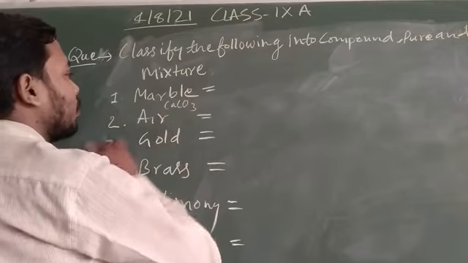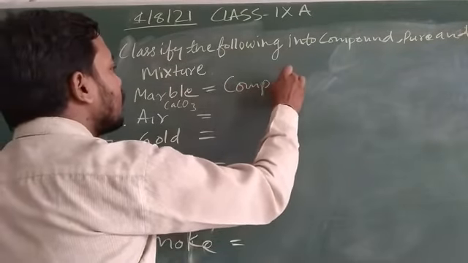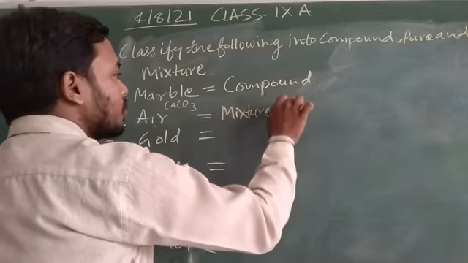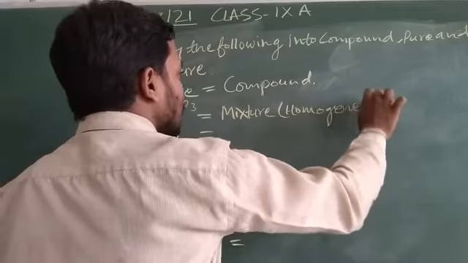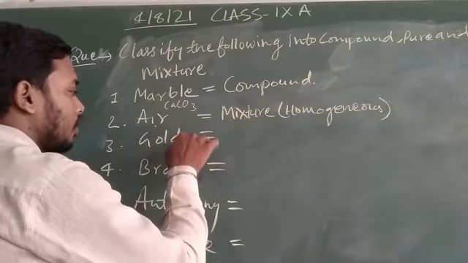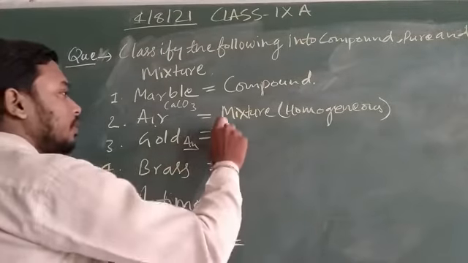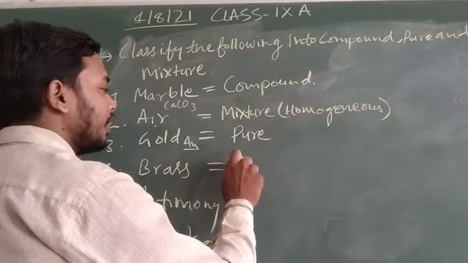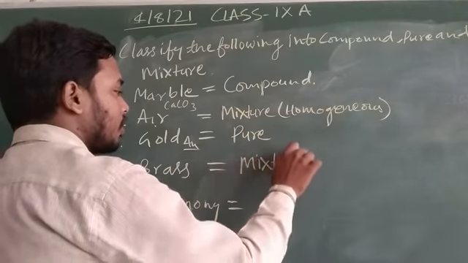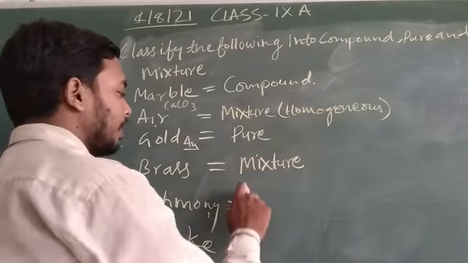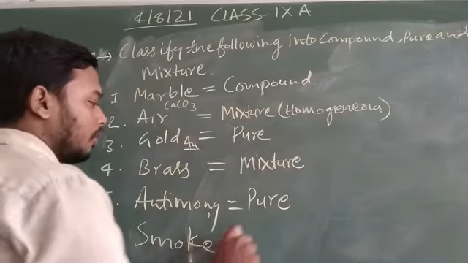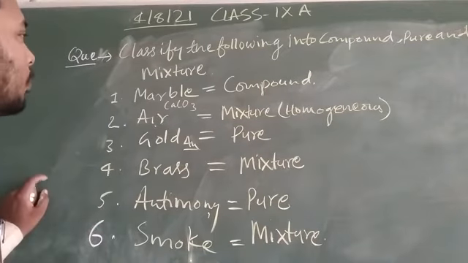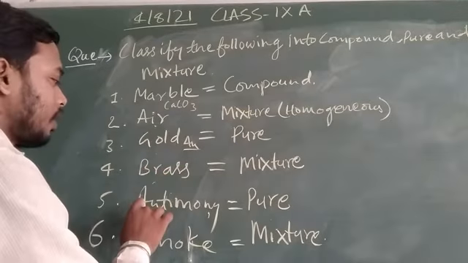Now marble is made up of calcium carbonate, so what will we call it? It is a compound. Air is a homogeneous mixture, so we call it a mixture, and a homogeneous one. Next, gold is an Au element, so we write pure. Brass is a mixture. Antimony is an element, that is pure. Smoke is a mixture. So in this way we can conclude for marble, air, gold, brass, antimony and smoke.